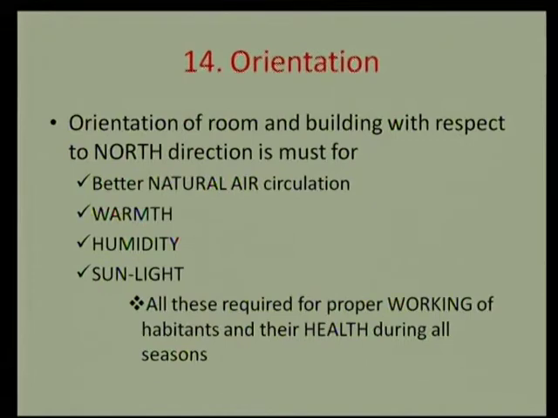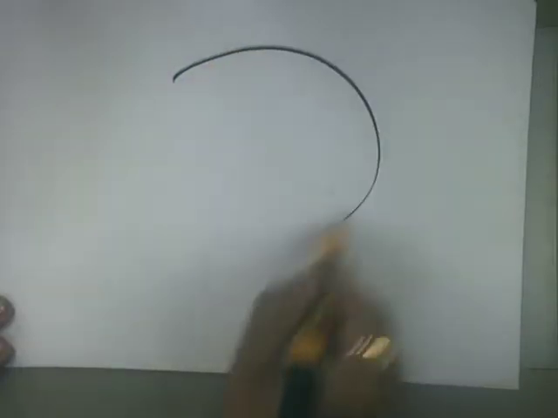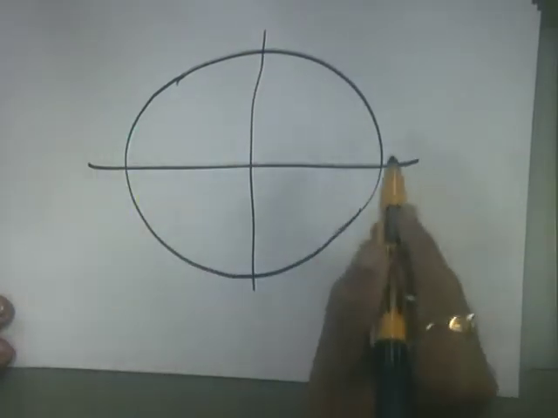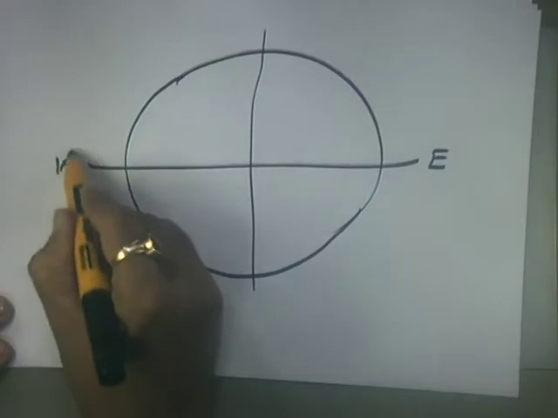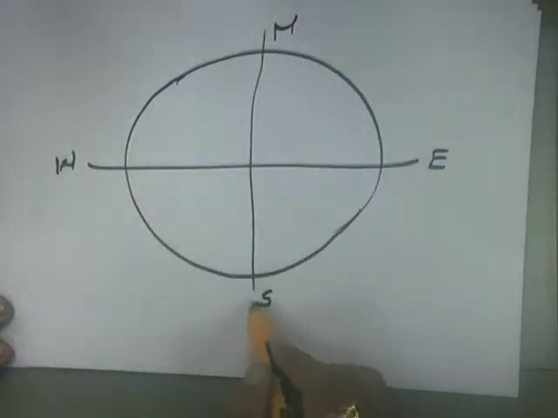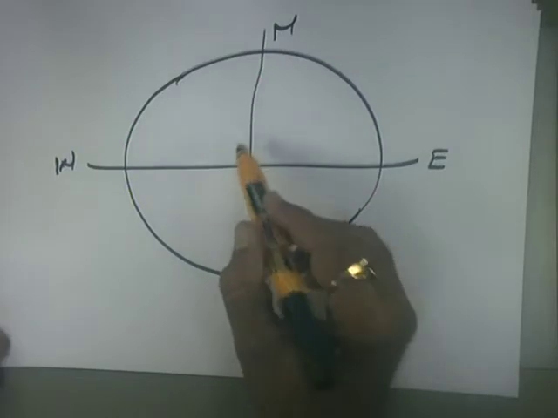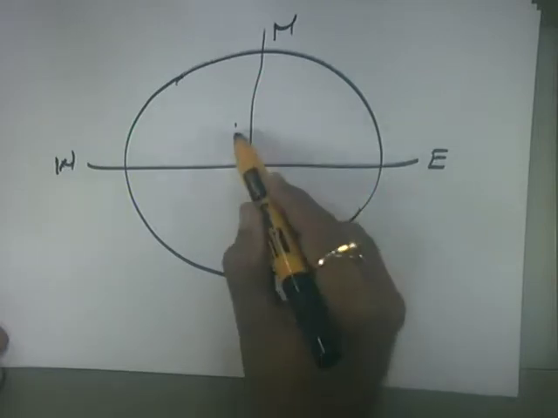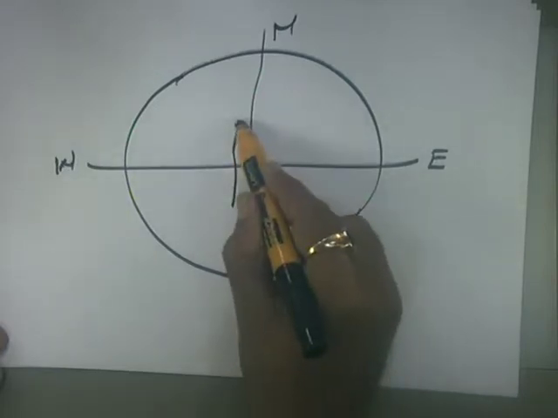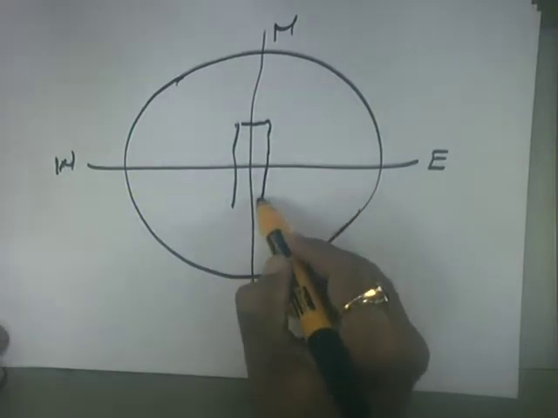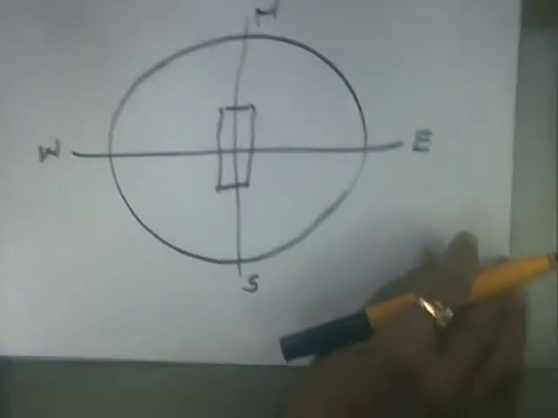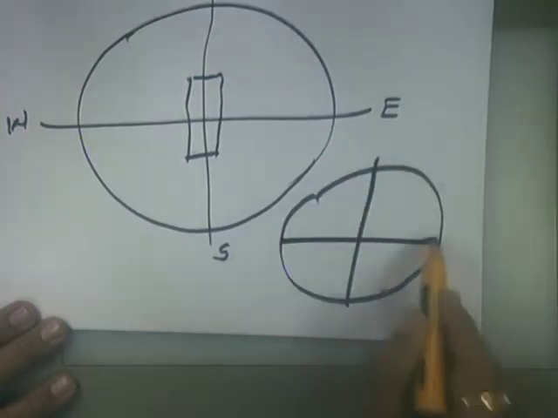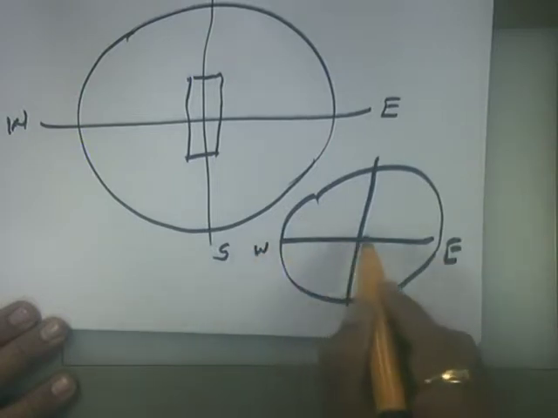Now, this was the sunlight. For more warmth, we can align our building with respect to north. This is the east, and this is the west, this is the north and the south. Okay, so if our building has a length and breadth, one option is you align your building like this. Another option is you align your building like this.